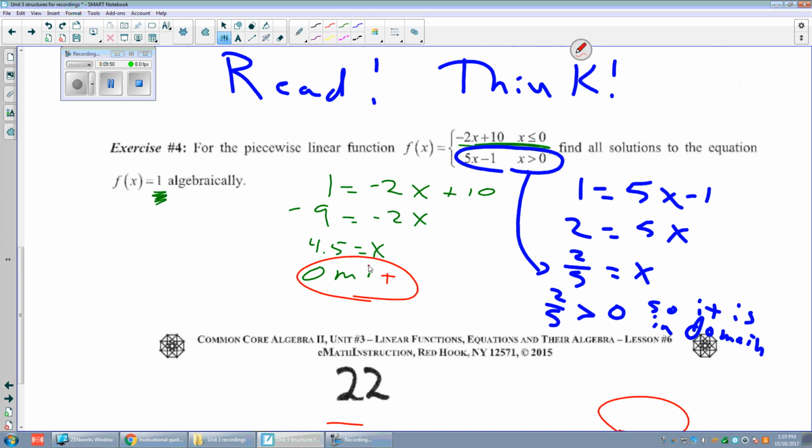Find all solutions to the equation algebraically. Okay, so the solutions, we can say that it's 2/5. That's it. Why? Because it gave us the y. It wants to know what the x is. We can write it like that. We don't have to write it as a point.